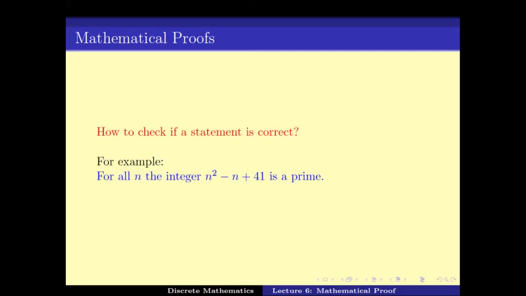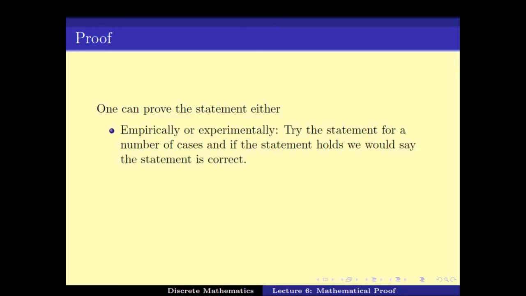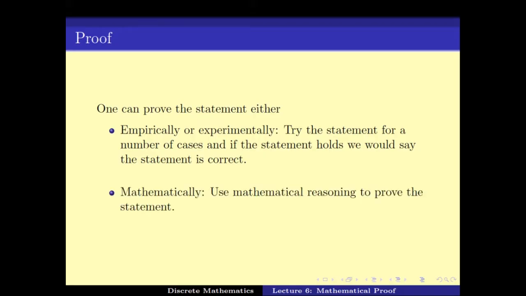So there are two ways of checking if the statement is correct. The first proof technique is what we call empirical or experimental proof. That is, we would like to try this particular statement or any statement on a number of cases, and if the statement holds for all the cases for which we have tried, we would say the statement is correct. So this is one way of going about it. The second way is the mathematical way, or in other words, use mathematical reasoning to prove the statement. Here, we would like to go step by step and ensure that we have a full proof of that.